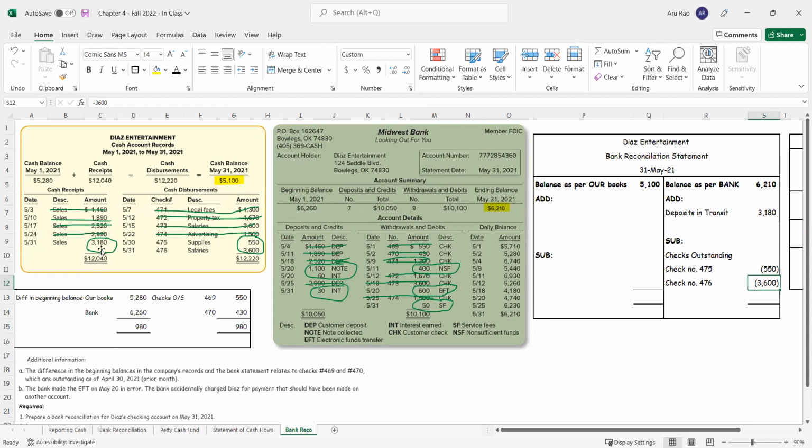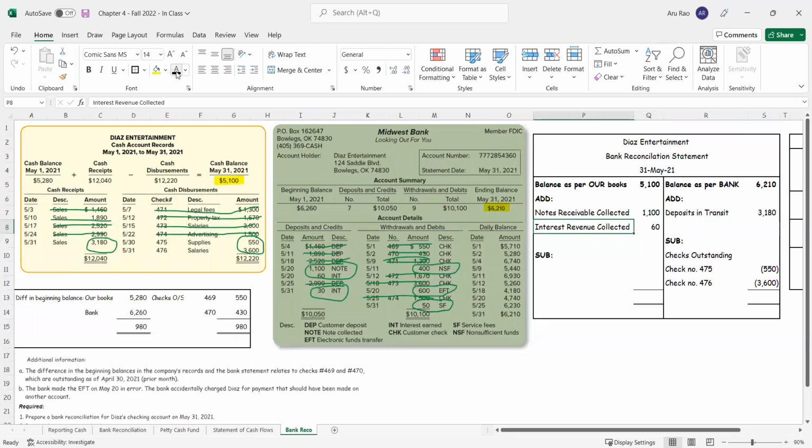Okay, so I've taken care of 3180, 550, and 3600. Those are the numbers over here that were pending. I took care of them. Now on this side, the bank collected 1100 for me on my note. Someone owed me money and they put the money into my account. So that's notes receivable that's collected. That's 1100. It's added to my account.